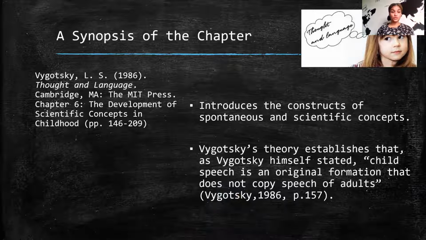Okay, the chapter I chose is the chapter on the development of scientific concepts in childhood. As we read in the course, this chapter introduced the construct of spontaneous and scientific concepts. If you remember, spontaneous concepts are daily, everyday experiences, and scientific concepts are the ones that are taught in school. It's not only that you know what it is, but you can also define what you are learning. And Vygotsky's theory established that child speech is an original formation that does not copy the speech of adults.